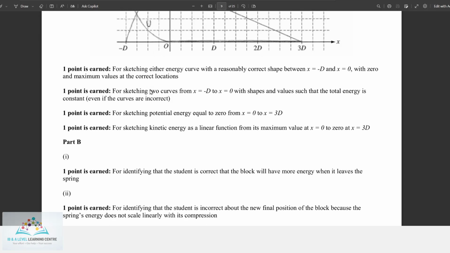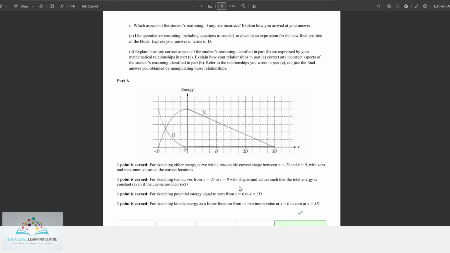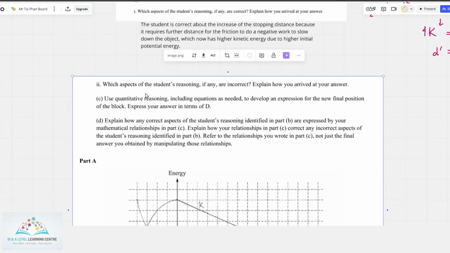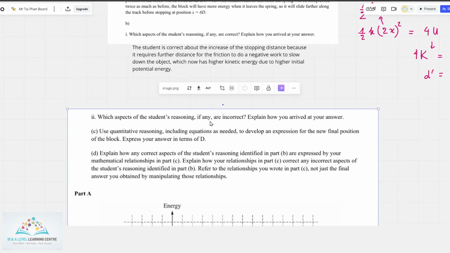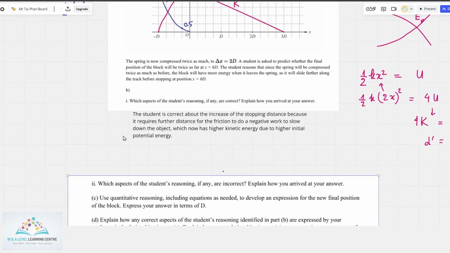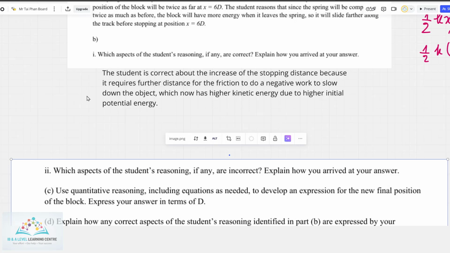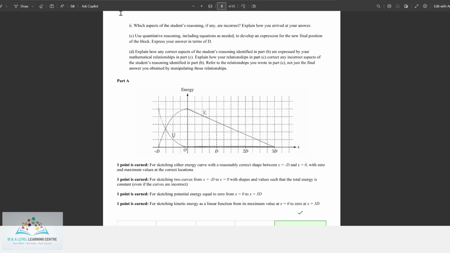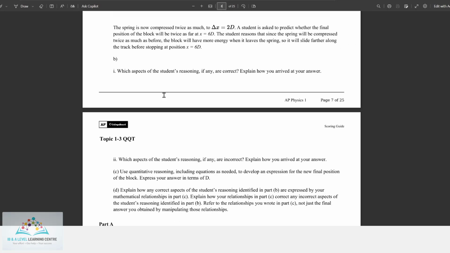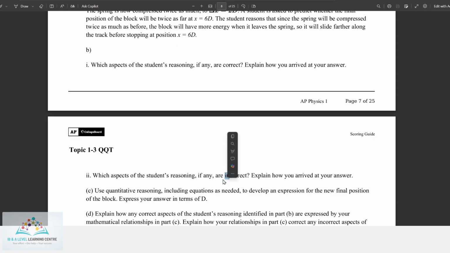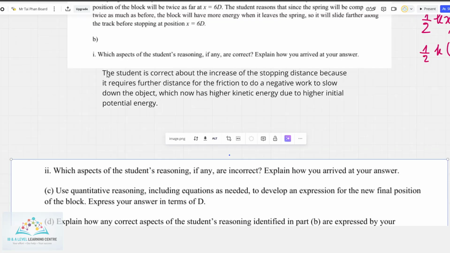Okay, what's the next question? Which aspect is not correct? Something like that. Which aspect of the student reasoning, if any, are correct? Wait, why are question 1 and question 2 exactly the same thing? No, it's asking which part is correct and which part is incorrect. Okay, here I missed one word, in.